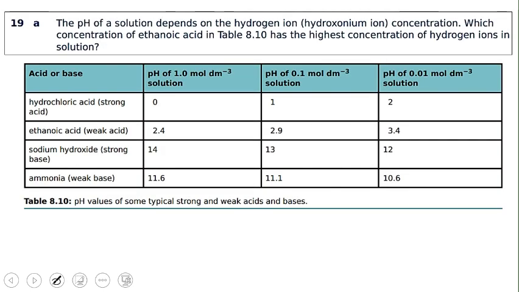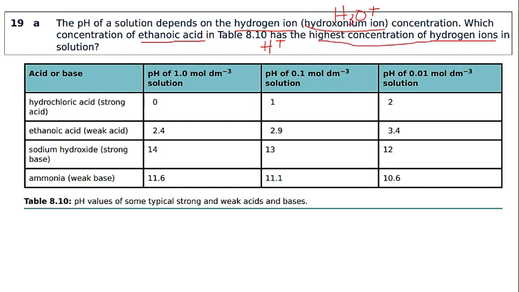Question number 19. The pH of a solution depends on the hydrogen ions or the hydroxonium ions. Hydroxonium ions means H3O positive. We call H3O positive the hydroxonium ion, and hydrogen ion means H positive. So how many hydrogen ions or hydroxonium ions are present in anything will decide the pH, because pH is the negative log of hydrogen or hydroxonium ion concentration. Which concentration of ethanoic acid in this table has the highest concentration of hydrogen ions?